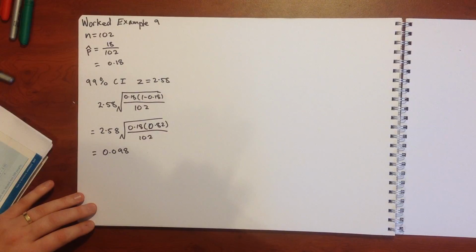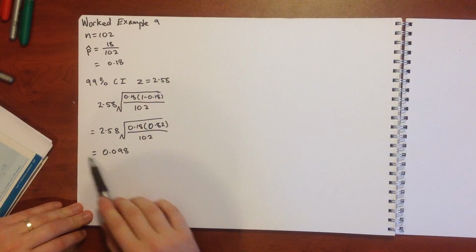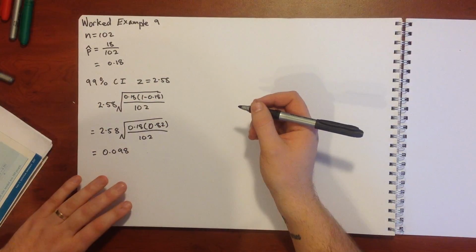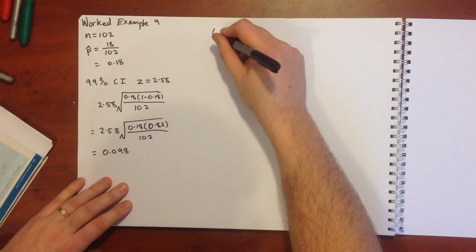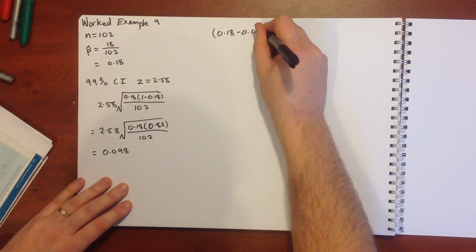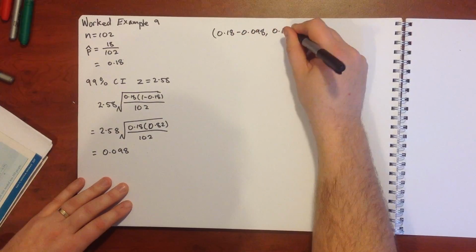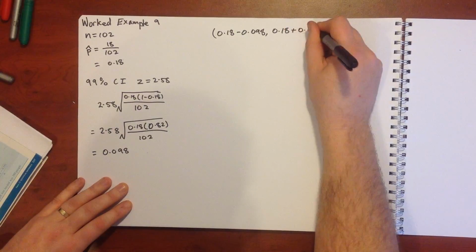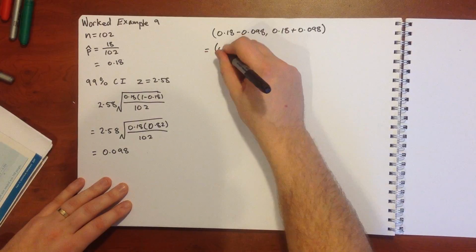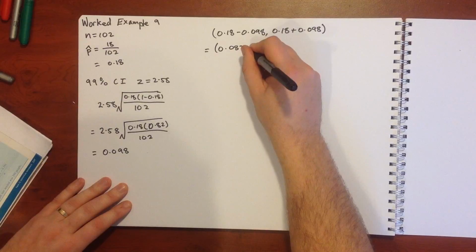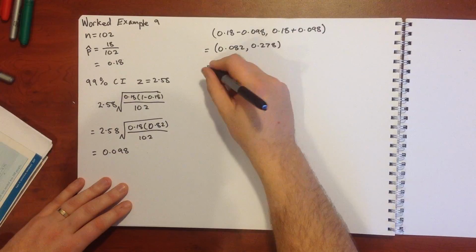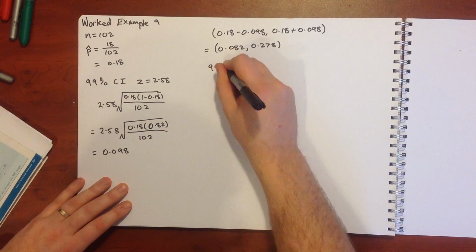Okay, so that means that we now have our margin of error. We've got our population proportion, so we can put those in. Our confidence interval is going to be 0.18 minus 0.098 to 0.18 plus 0.098. Which means we're going to get 0.082 to 0.278.